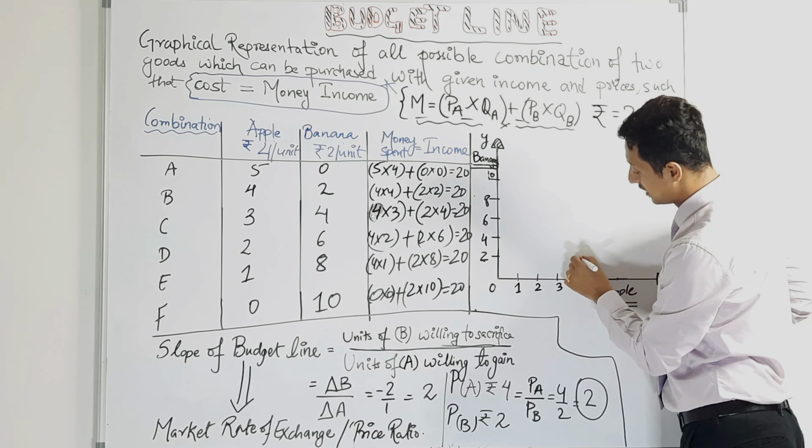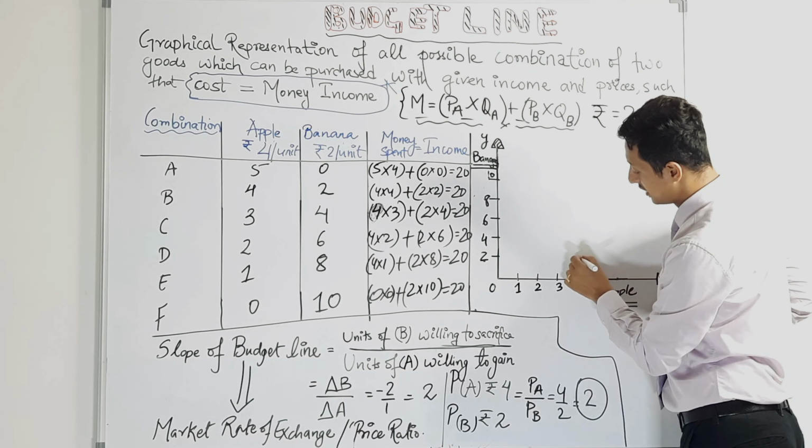Slope of a budget line. Slope of budget line is nothing but units of banana willing to sacrifice, okay, by units of apple willing to gain. Simple as that, right? How much of banana you are willing to sacrifice to gain more of apple? Change in B by change in A.